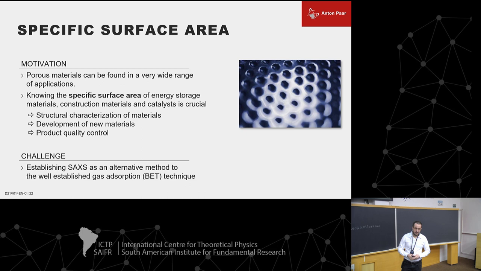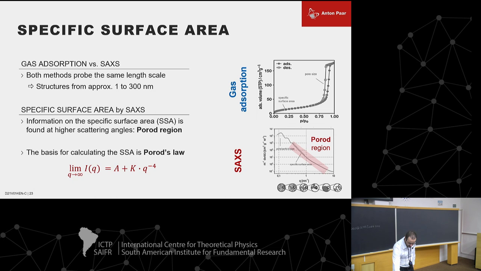Another thing is that to conduct a BET analysis, you need to degas the sample to remove contaminants, for example to remove the adsorbed water, to give space for the gas to enter the pores and determine the specific surface area, right? So the challenge of this work was establishing an alternative method to the BET technique with some different materials. Both techniques have the same limitations.